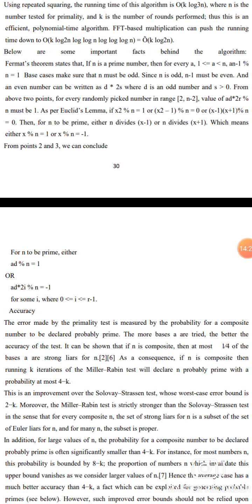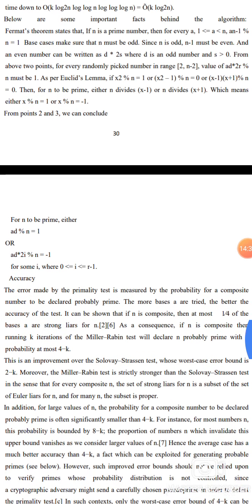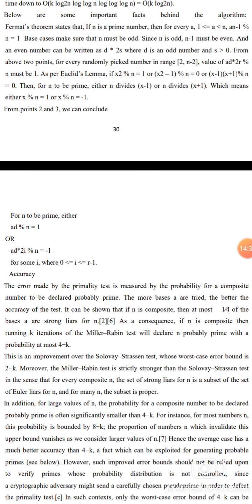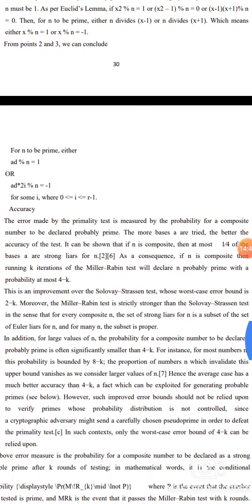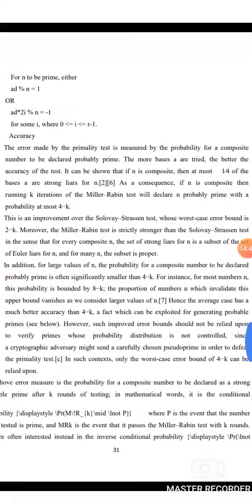If x^2 mod n equals 1, then n can be prime. The n divides x minus 1 times x plus 1, which means x mod n equals 1, or x mod n equals minus 1. We finally conclude it is a prime.